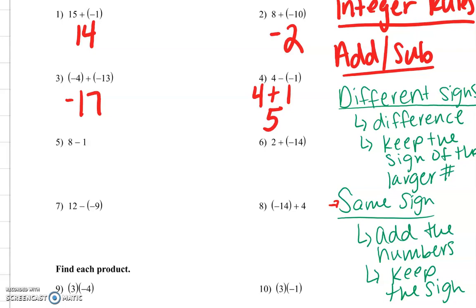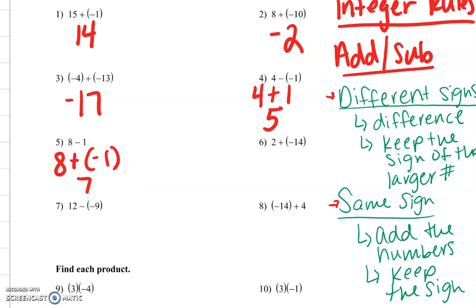Number 5, we're going to have to change our way of thinking again. So here, I have 8 plus the opposite of 1, which would be negative 1. I have different signs, so I'm going to find the difference of them. So if I have $8 and I spend $1, I don't have $9 now. I have $7. And since 8 is my larger number, I keep the positive sign.